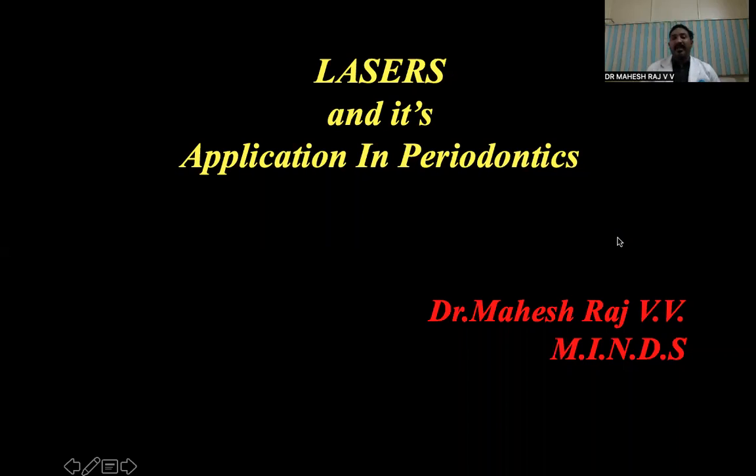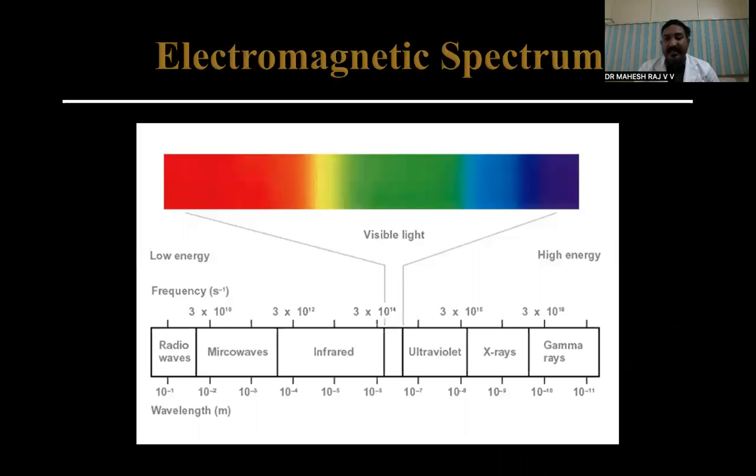Today we'll discuss the laser and its application in periodontics. Laser light may consist of visible light with higher energy as well as lower energy sources of frequencies. We know that light consists of radio waves, microwaves, infrared, ultraviolet, X-rays, and gamma rays.